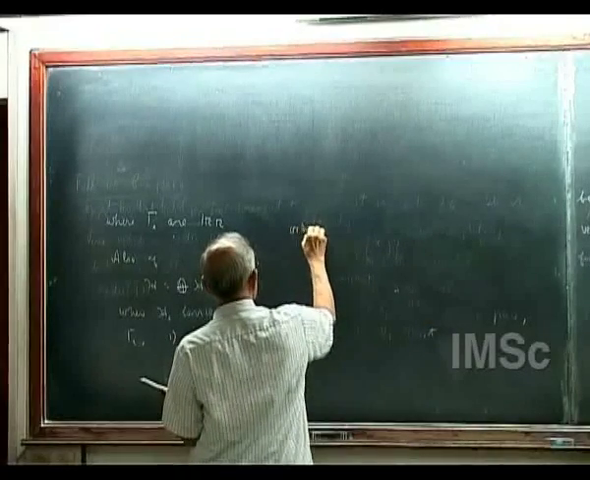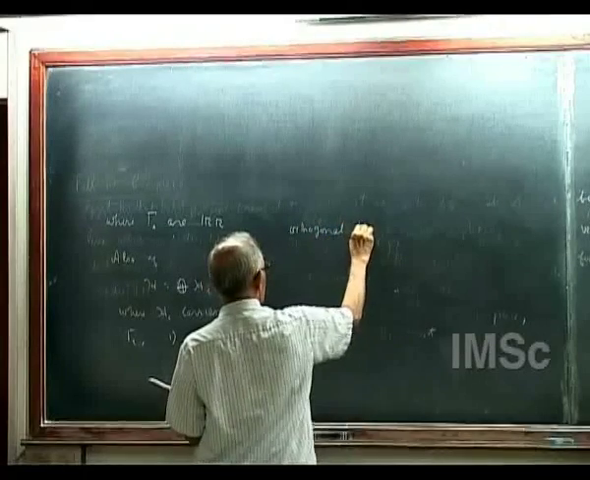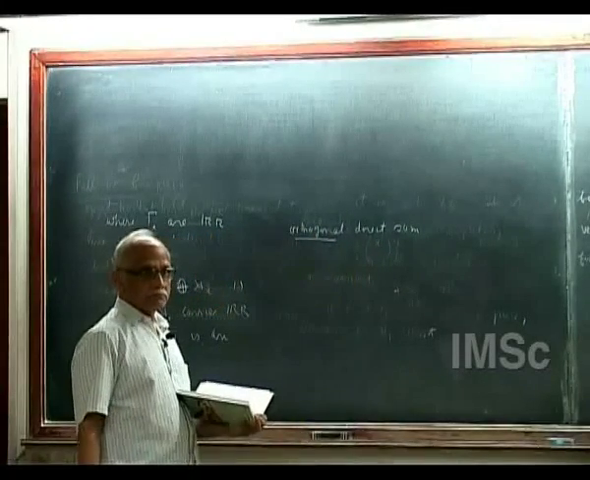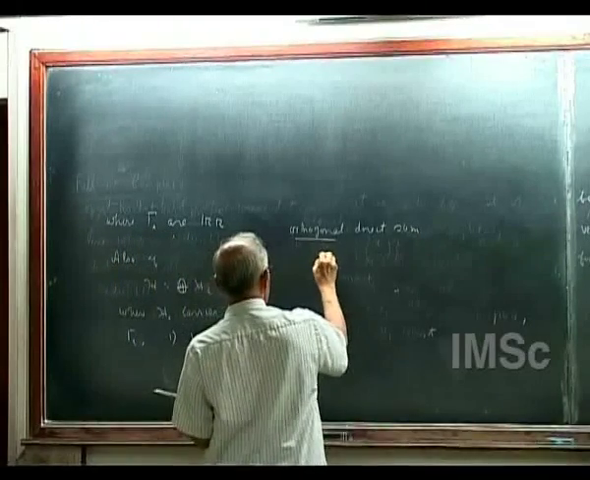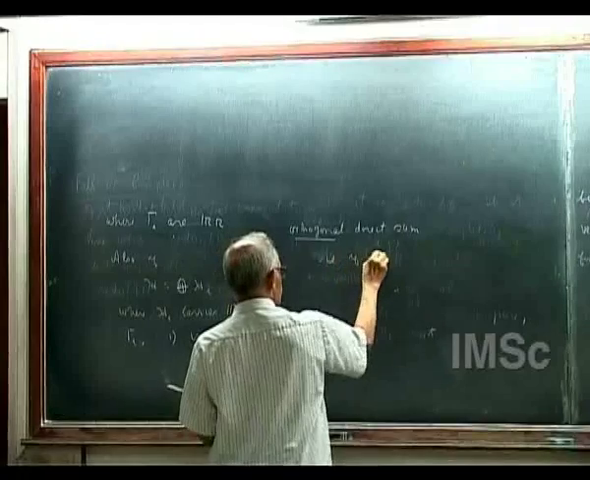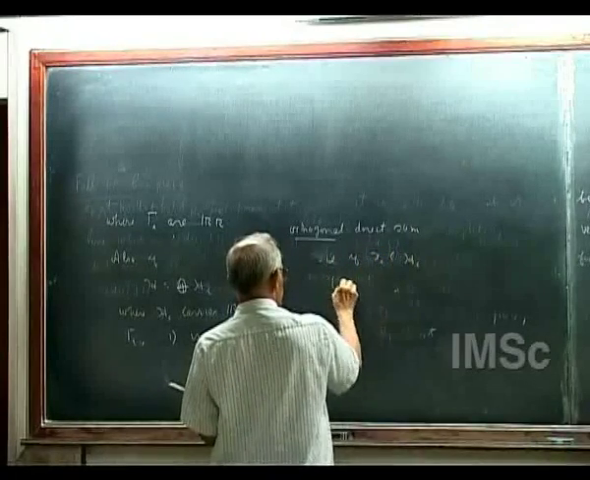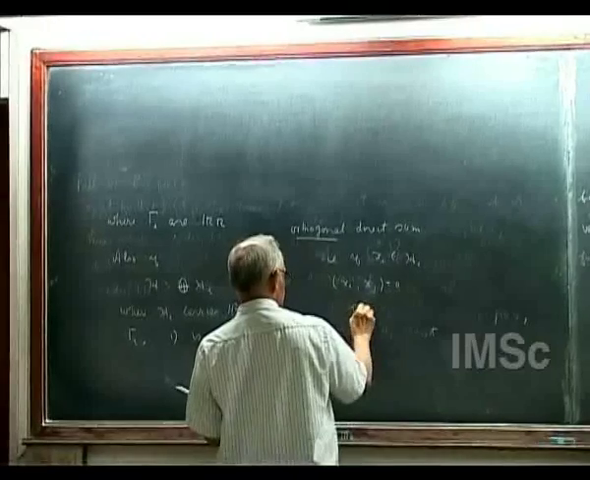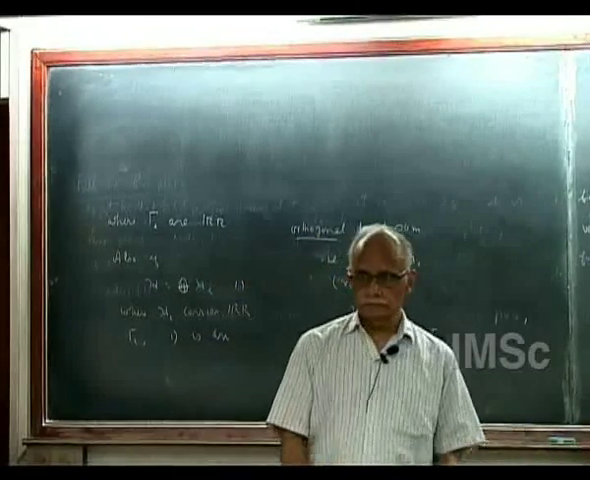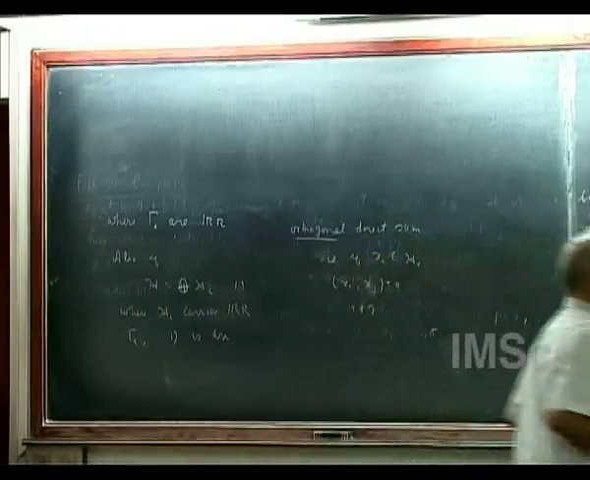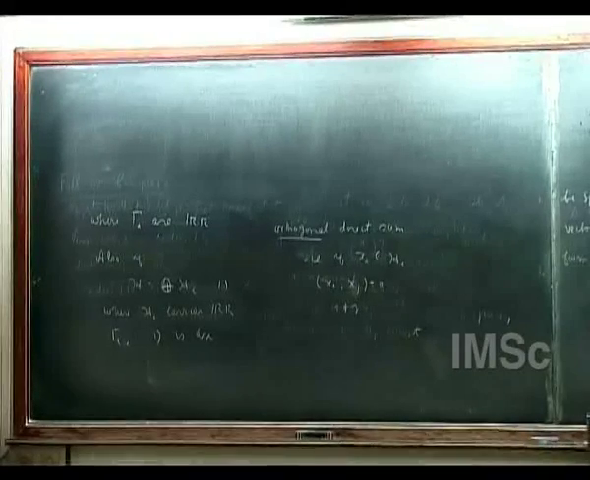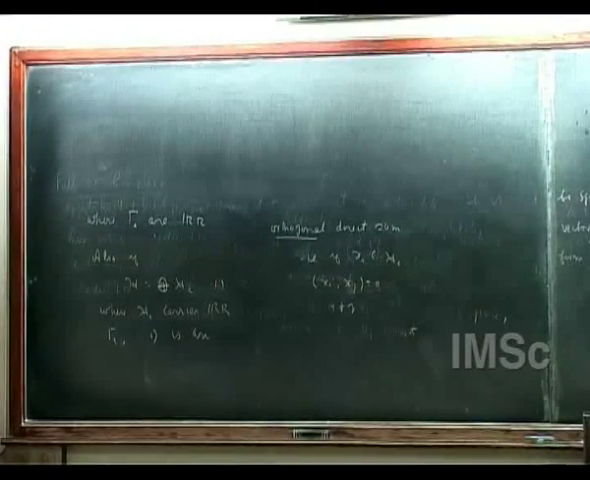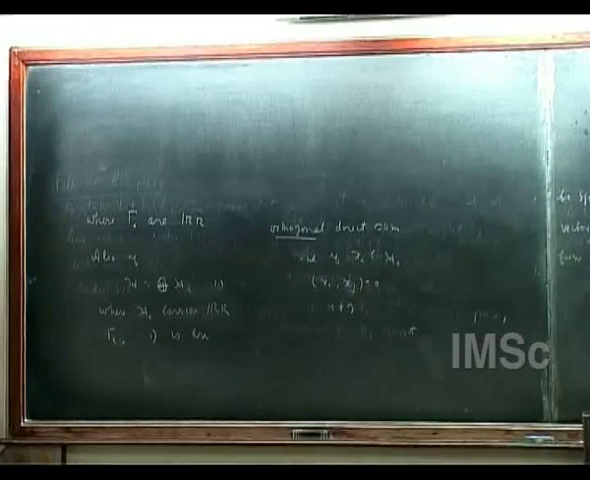You know what that means? This phrase, you know what it is? That is, if x_i belongs to H_i, then the scalar product of x_i and x_j is 0, for i not equal to j. So if you have a unitary representation, at least certainly in finite dimensions, you can take it apart into a direct sum of irreducibles. So every unitary representation is built up of irreducible representations.